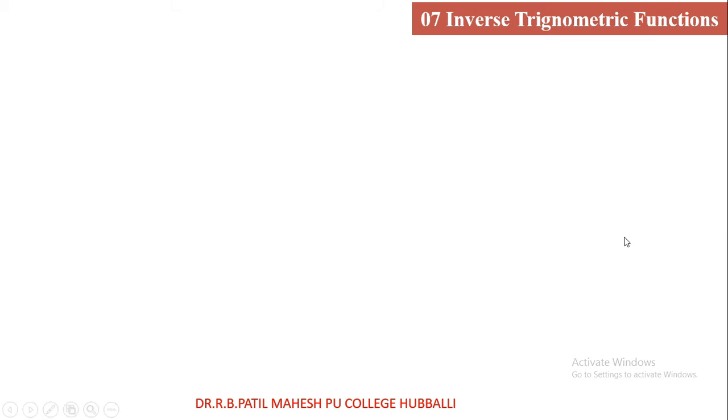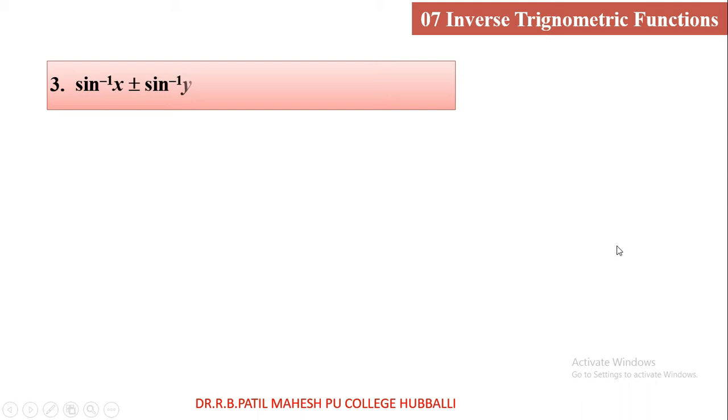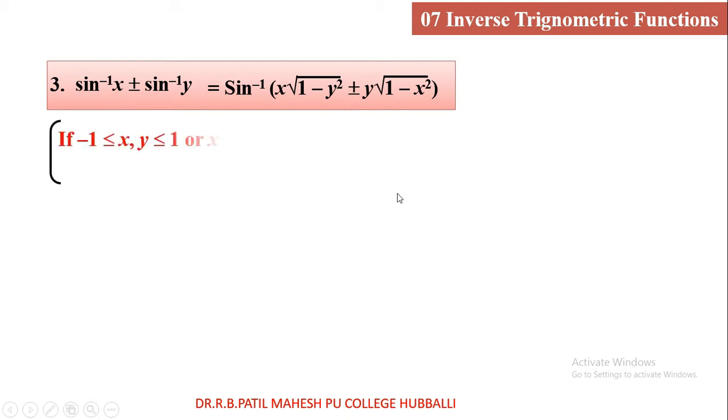Third one, sin inverse x plus or minus sin inverse y is equal to sin inverse of, look at the RHS, x into root of 1 minus y square plus or minus y into root of 1 minus x square. Here plus comes, then in the RHS plus will be there. Here minus comes, in the RHS minus will be there. And the conditions on x and y you can remember.